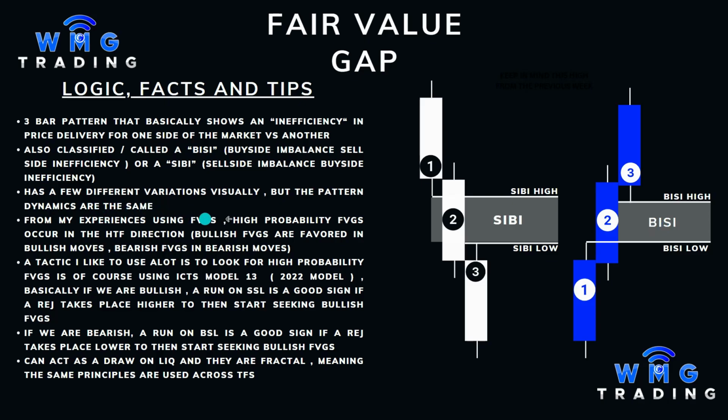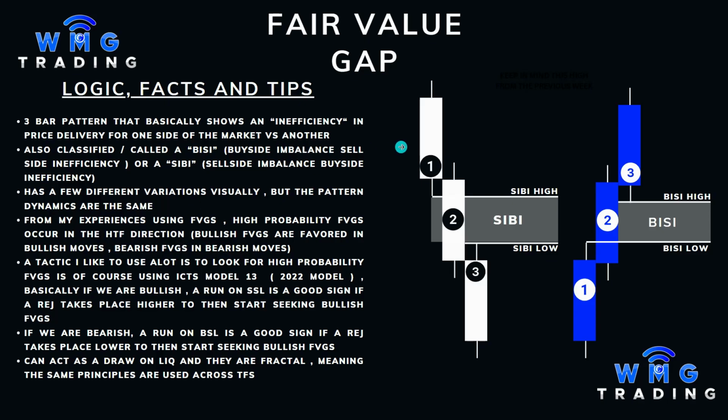So fair value gaps have different variations visually, but the pattern dynamics are going to be the same. So don't get too caught up in, oh, this one's smaller than the other, or oh, this one's really big, and so on and so forth. The dynamics we're going to discuss today are basically just the way things work, right?